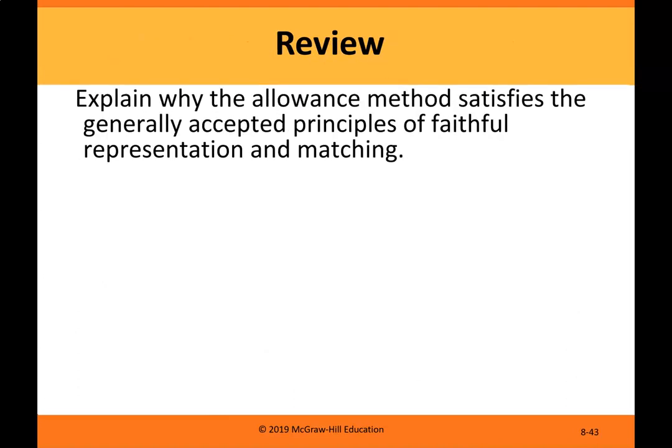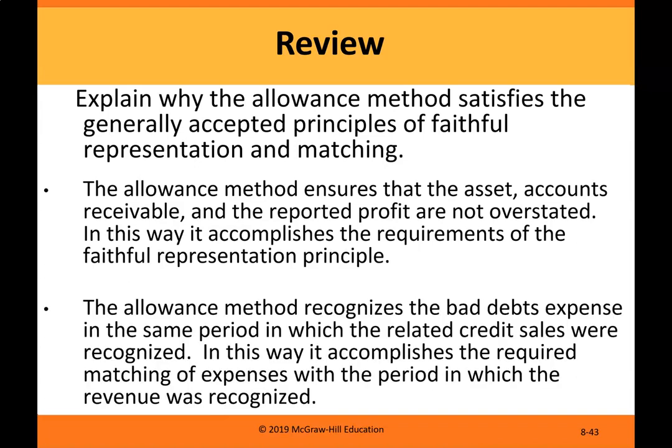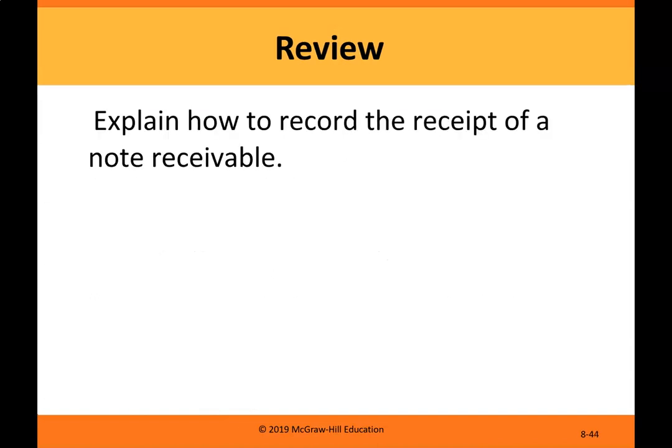Review. Explain why the allowance method satisfies the generally accepted principles of faithful representation and matching. The allowance method ensures that the asset, accounts receivable, and the reported profit are not overstated. In this way, it accomplishes the requirements of the faithful representation principle. The allowance method recognizes the bad debts expense in the same period in which the related credit sales were recognized. In this way, it accomplishes the required matching of expenses with the period in which the revenue was recognized.